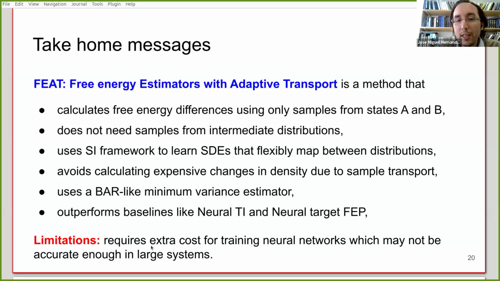And one of the limitations is that obviously you need to have the samples from the distributions A and B, but then you need to train your SDE models, and this will have some extra cost. And also in large systems, you need to be careful because your SDE models might not be accurate enough to do good transport of the samples, and you can still have high variance. If there is no good overlap between the forward and backward SDE models, then you can run into problems.